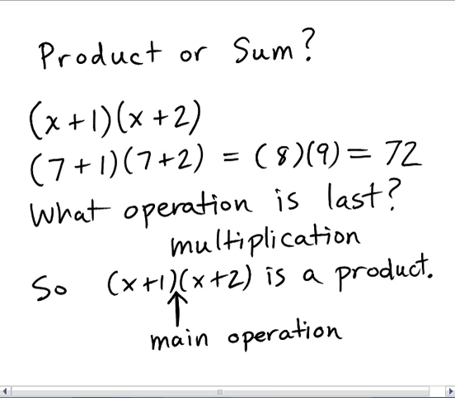Okay. And how many factors does this product have? It has two factors. There are two factors being multiplied. The first group of parentheses and the second group of parentheses. So x plus 1 and x plus 2 are the factors.